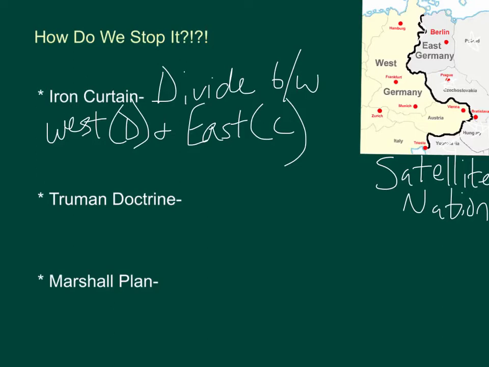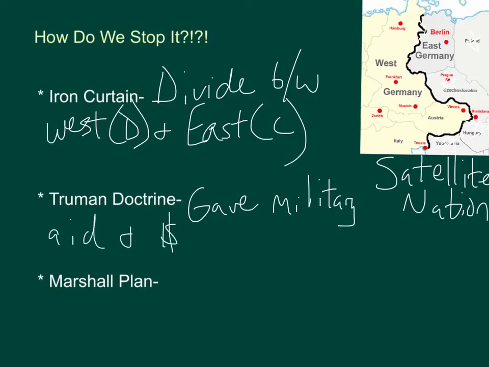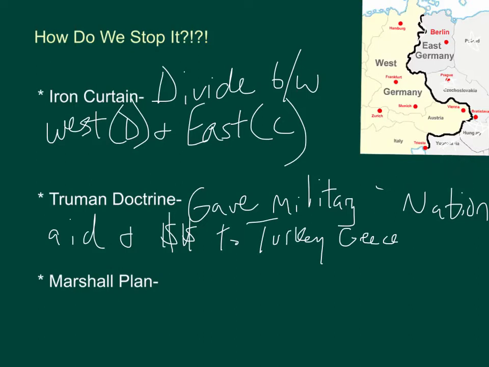So, we are going to put two policies into play. The first policy is the Truman Doctrine. And we talked about, what did the Truman Doctrine do? It gave military aid and money to Turkey and Greece. Now, why Turkey and Greece? Well, here's why. I'm going to erase satellite nation. The reason that we're giving money to Turkey and Greece is because if you look on a map, Turkey and Greece are right in this area right here.